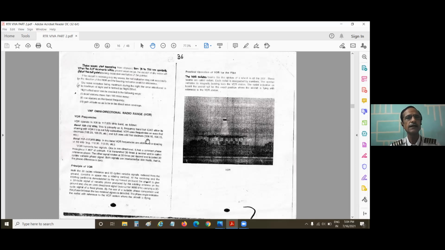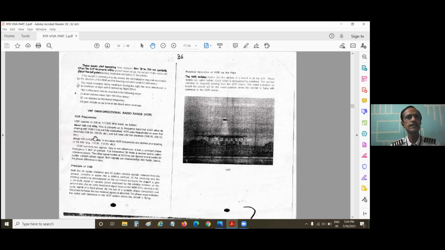That way, that is the even, and ILS will use odd first decimal. The spacing will be odd and even.